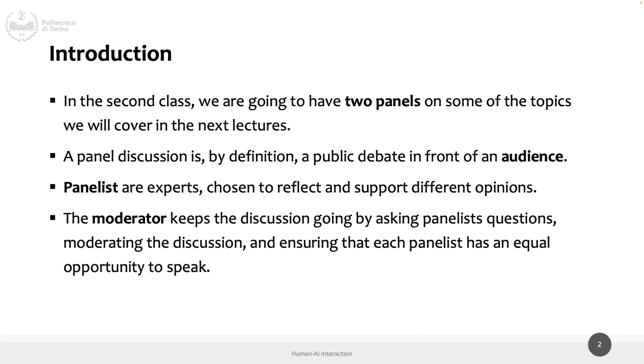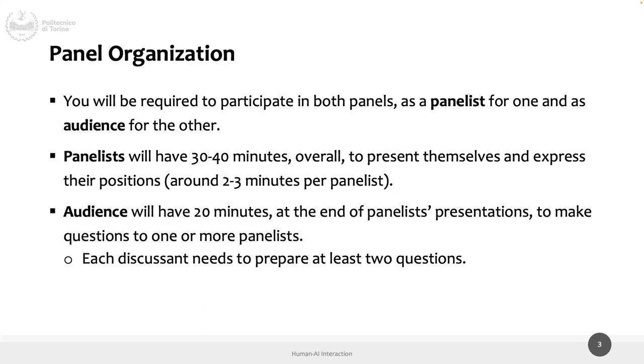Then if you go to a panel in a conference, what typically happens is that the panelists speak and the audience doesn't, but we will try to make it more realistic to the definition, that is, it's half and half. It's not just the panel speaking and the others not doing anything, but it's an interaction between the two parts. So we will have in these two panels some panelists, you, a moderator, me, and an audience, you. So you will be required to participate in both panels. In one, you will be the panelist. And in the other one, you switch and go to the audience.